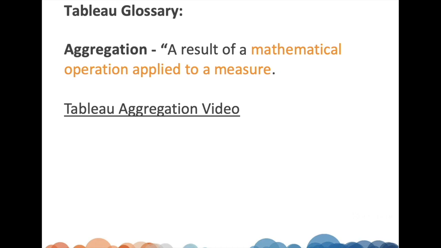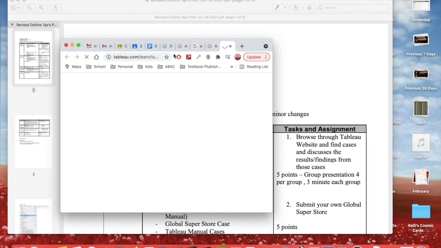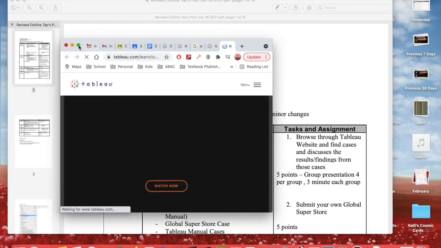According to the Tableau glossary, aggregation is a result of a mathematical operation applied to a measure. Let's take a look at the videos.